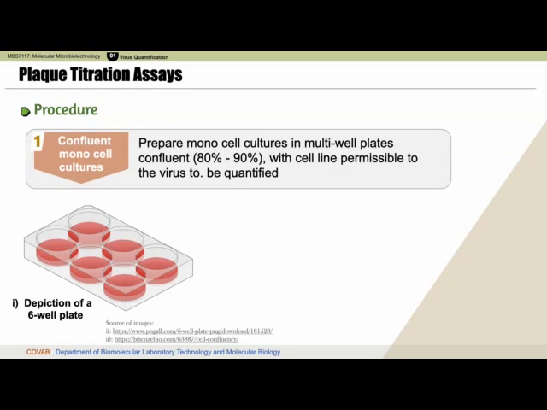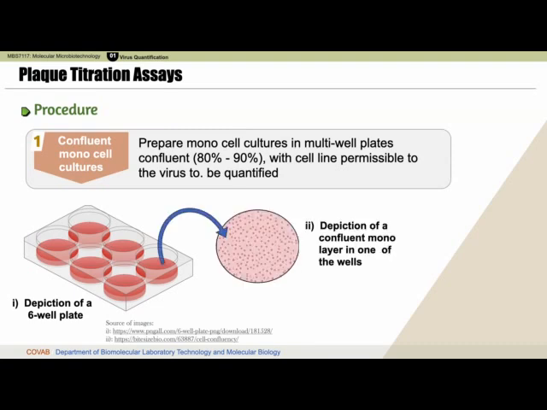So we look for a cell line that is permissible to the virus we are going to quantify. The picture below shows 6 well plates. It's only one plate, and in the 6 well plate we have a monolayer of confluent cells up to 80% confluency.